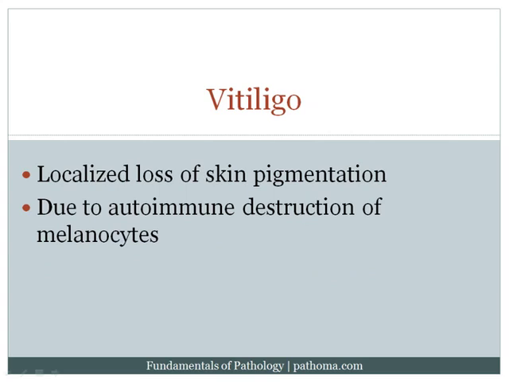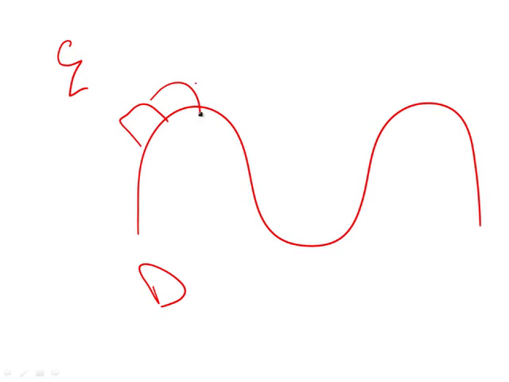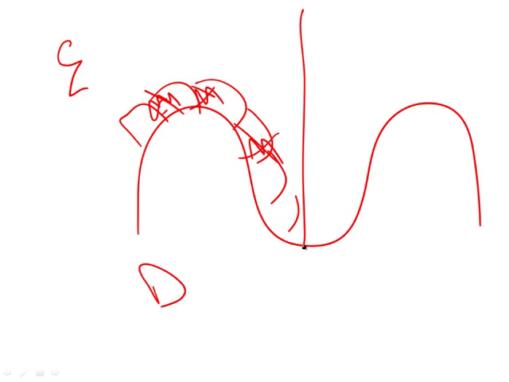Now the first disorder is vitiligo, and this is when you get autoimmune destruction of the melanocytes, which results in a localized loss of skin pigmentation. So the idea here is that if this is the epidermal-dermal junction, and you've got these basal cells here in the epidermis, and of course the melanocytes are here, here, and here, imagine if you knock out these melanocytes focally in a localized region, then this area of the skin, for example, would become depigmented, and that's called vitiligo.